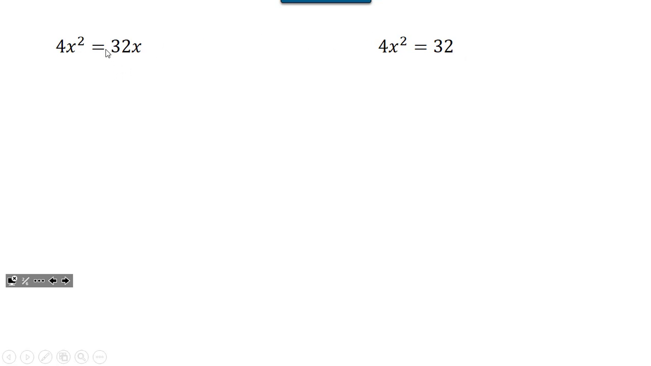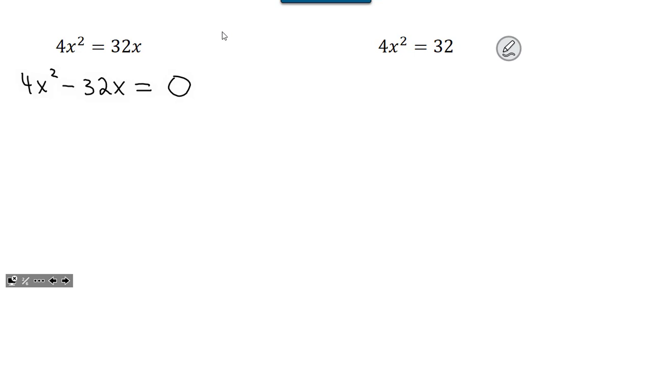So if I start with this one on the left, I have an x squared and I have an x. That immediately, from the very beginning, eliminates the fact that I can use my principle of square roots because I have a squared term and I have an x to the first term. So that's out. So what I would do is set this to 0 and ask myself, can I factor this? If I move that 32x over, then I end up with 4x squared minus 32x all equal to 0.